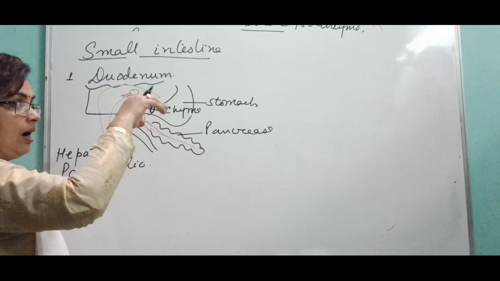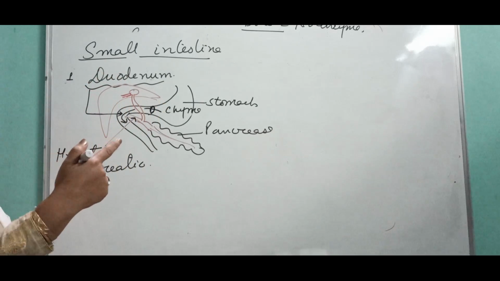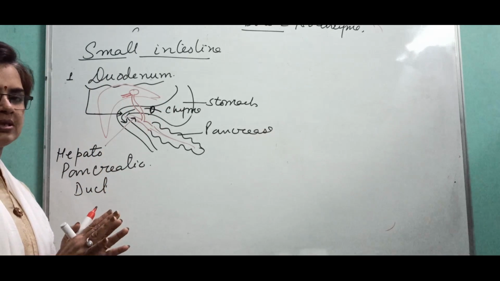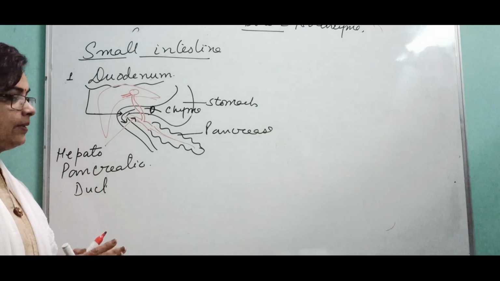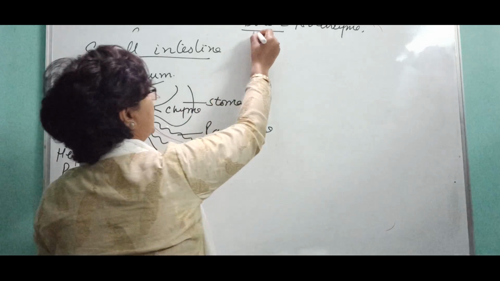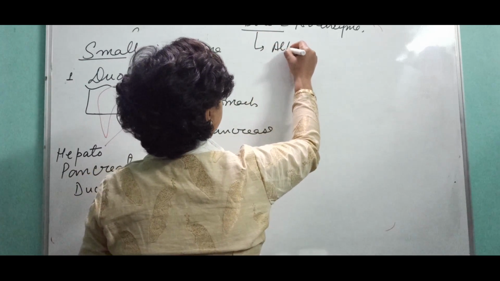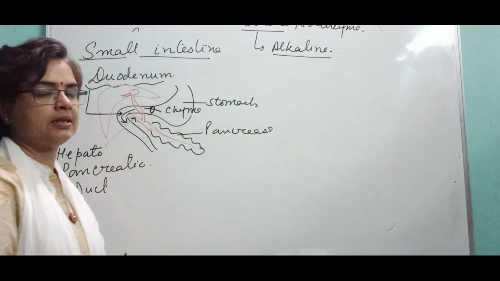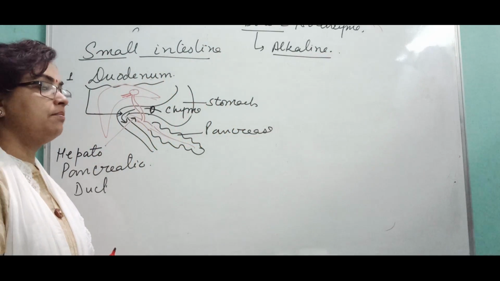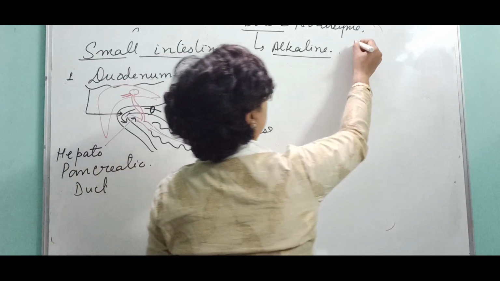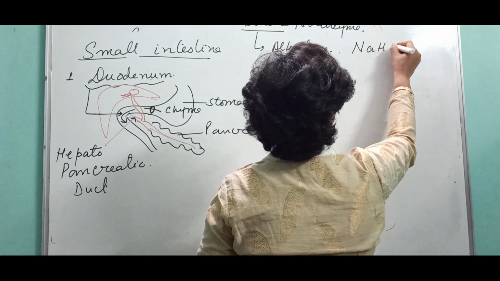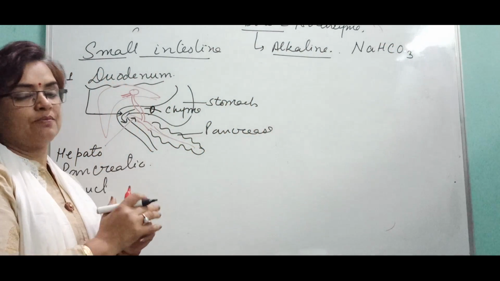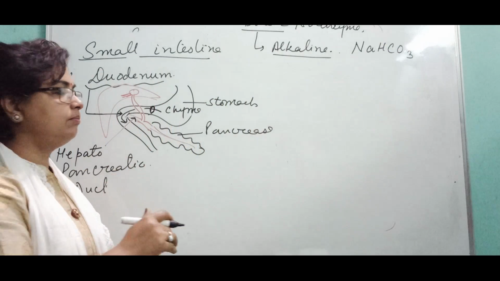What is the main function of this bile juice? Earlier, when the food was in the stomach, the pH was approximately 1.2, which is highly acidic. This bile is actually alkaline in nature, right? Because of the presence of sodium bicarbonate. I am going to write down the salt of bile, that is NaHCO3, sodium bicarbonate.